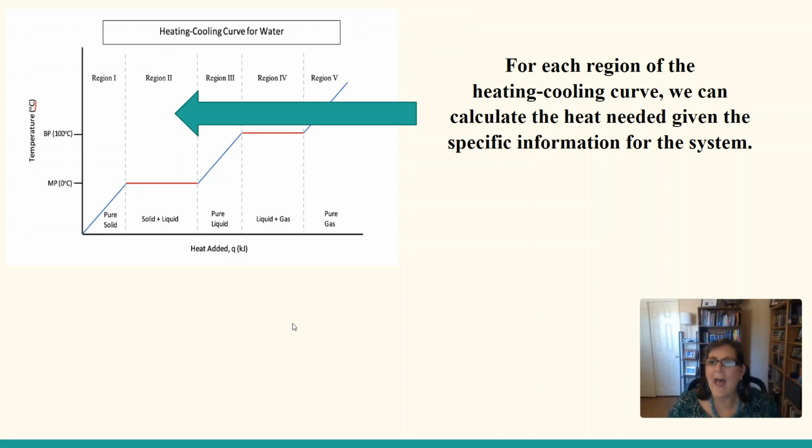Students, this is our last video in our energy chapter. We just learned that we can calculate Q, or heat, for a heating cooling curve regions 1, 3, and 5 using Q equals ms delta T, which is very important. Now we're going to learn how to calculate heat for regions 2 and 4.